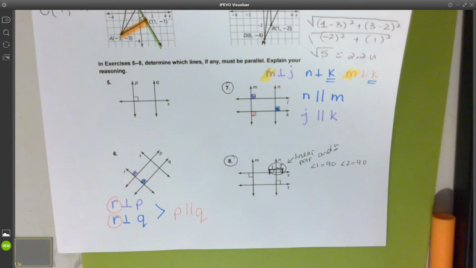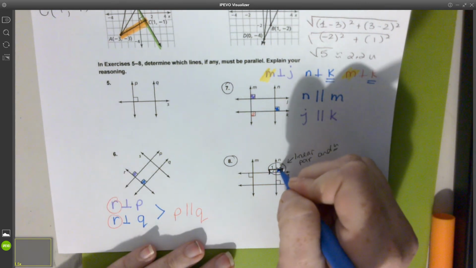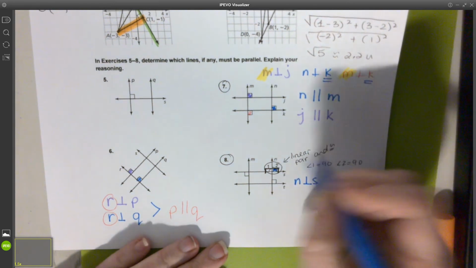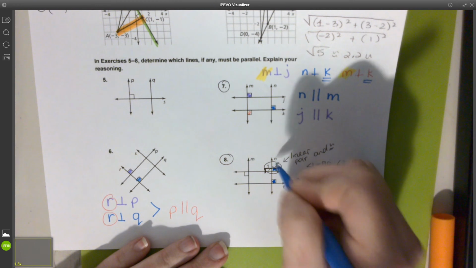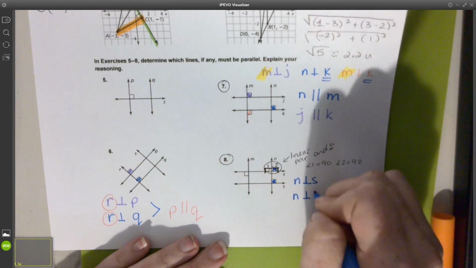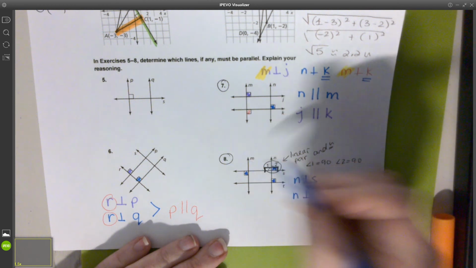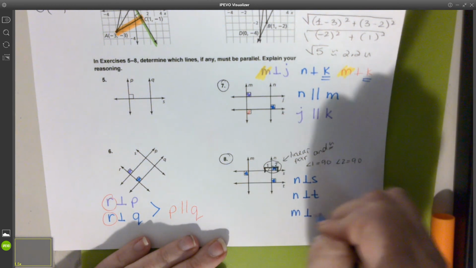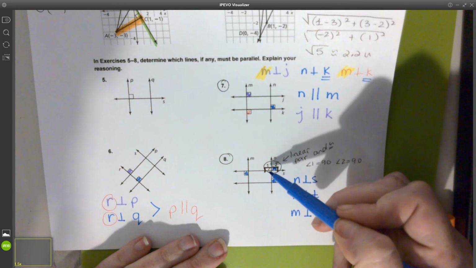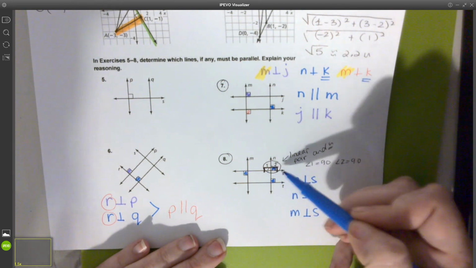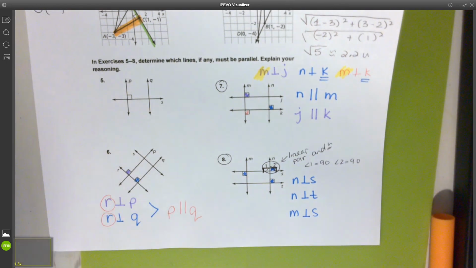All right, now I'm going to write all my pairs that create right angles. I have my first one here, N is perpendicular to S. I have N is perpendicular to T. And then the last one over here is M perpendicular to S. Notice I didn't color in angle 1 because that is a duplicate, still giving me N and S, so I don't need to write that a second time.